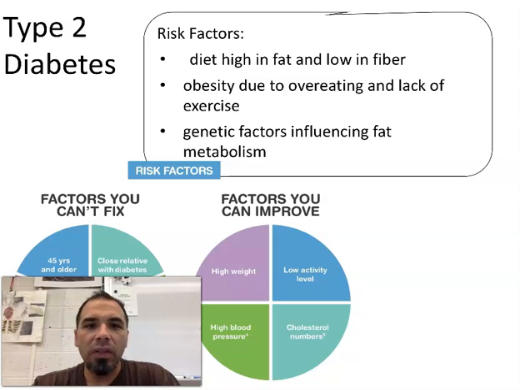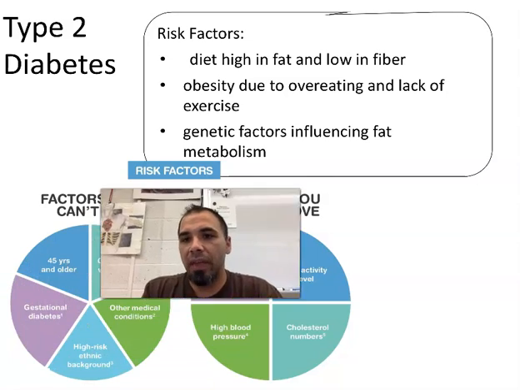So, risk factors: if you eat a diet high in fat and low in fiber, that's not good, right? Often obesity is a major issue, and that's due to overeating and lack of exercise. My father is type 2 diabetic. He eats like crap. I tell him, he doesn't listen. Genetic factors can also influence fat metabolism.